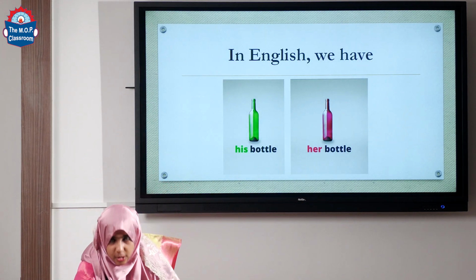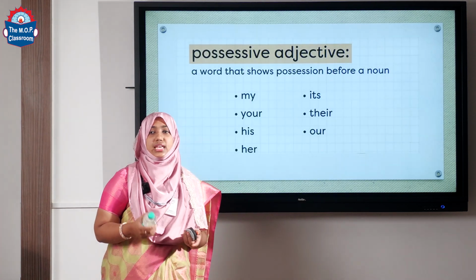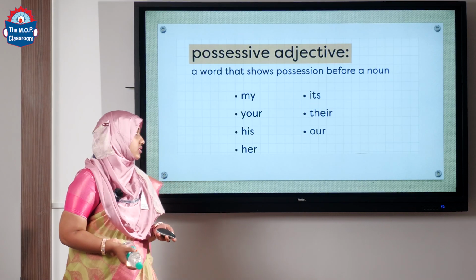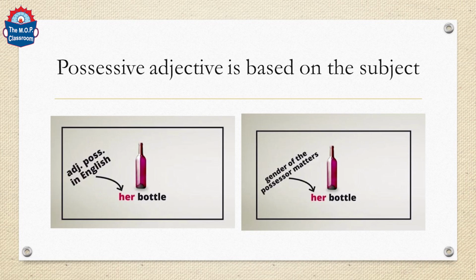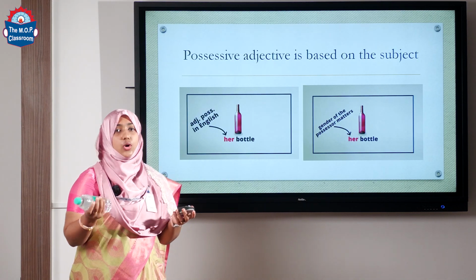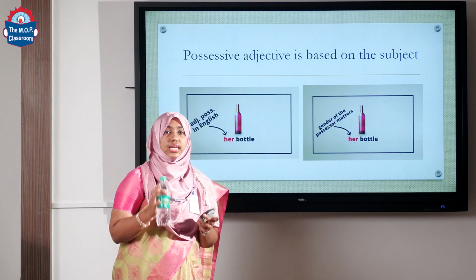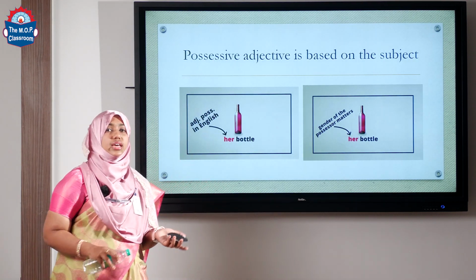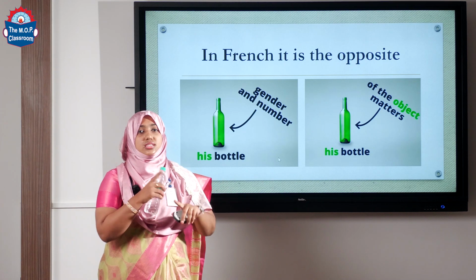So, in English we have the example of bottle. We have his bottle, this belongs to him, and her bottle. The possessive adjective in English, his or her, depends on the subject, on the owner of the object. For example, his bottle or her bottle. The gender of the possessor, the gender of the owner, is what matters in English, whereas in French it is the opposite. The gender and number of the object matters, it is just the contrary.